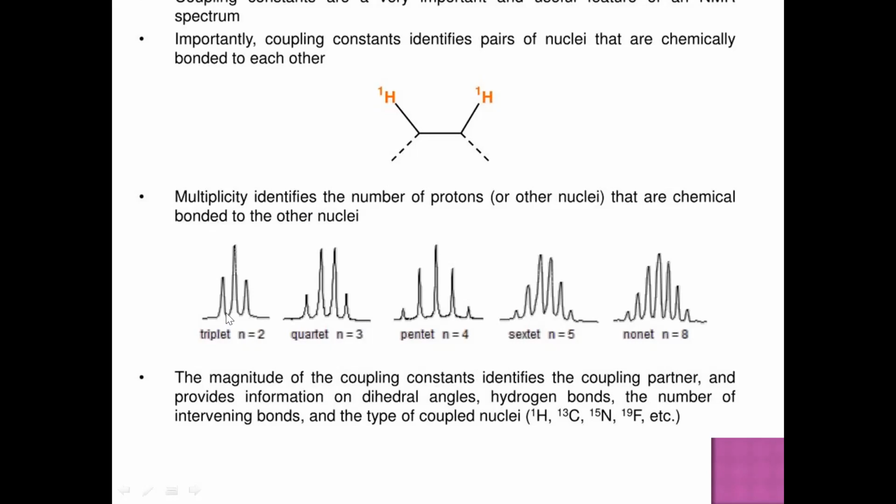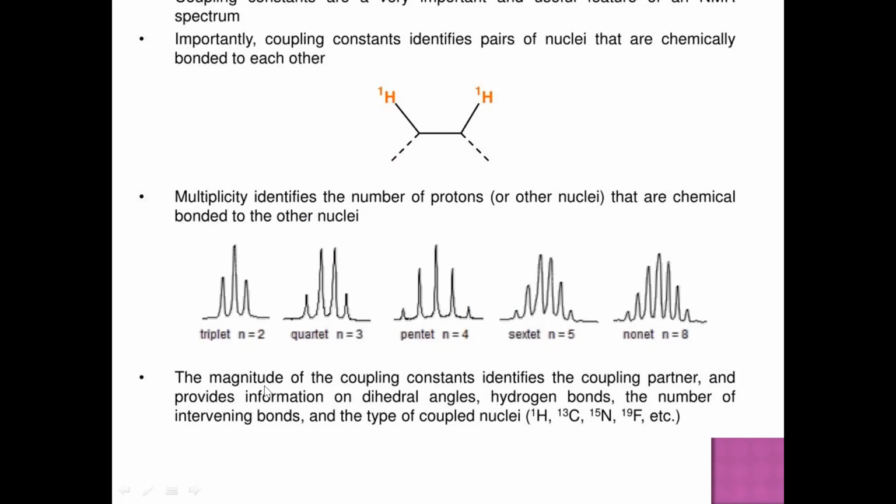In the NMR spectrum you can see different types of splitting patterns like triplet, quartet, pentet, sextet, nonet, like that, and multiplets. But in a singlet and multiplets you cannot identify the coupling constant. Only in a doublet, triplet, quartet, double doublets, etc., can you determine the coupling constant.